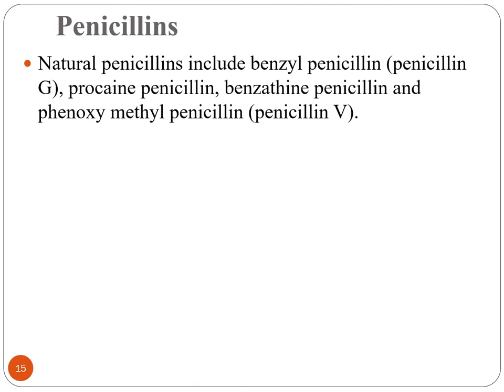We have first the penicillins. We have natural penicillin. Natural penicillin includes benzyl penicillin, also called penicillin G, procaine penicillin, benzathine penicillin, and phenoxymethyl penicillin, also called penicillin V. This is the only penicillin available orally, phenoxymethyl penicillin. All of the others should be used by parenteral injection.